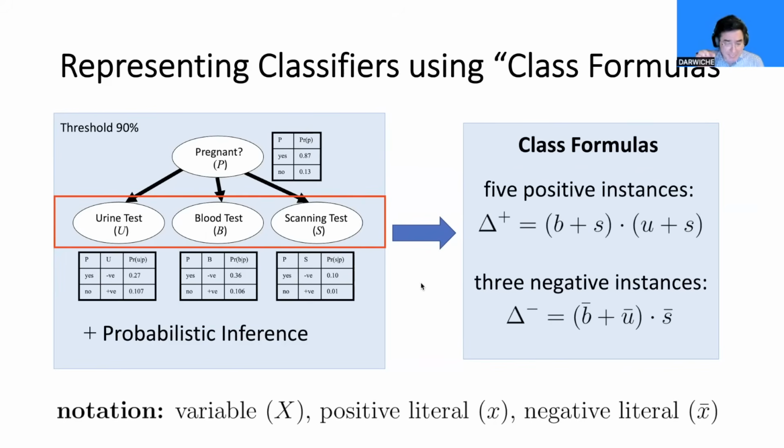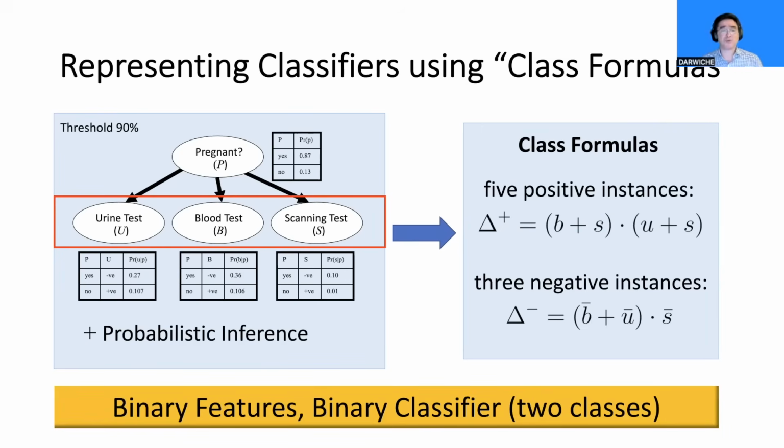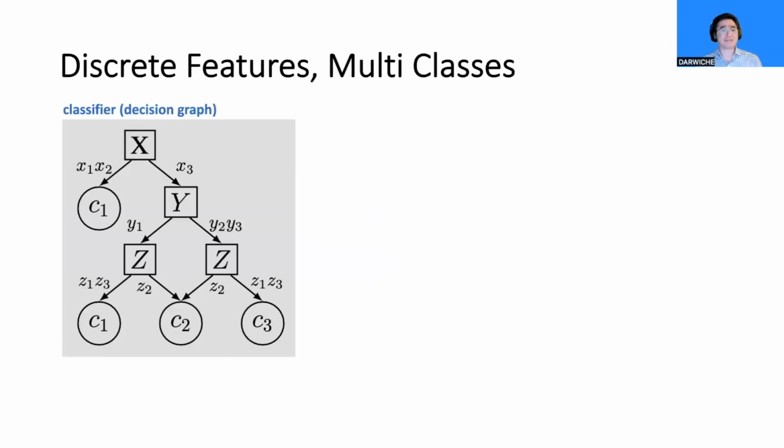Now, in this example, it happened that the features are binary, and also the classifier is binary, so two classes, but we would not make either restriction. So in general, we will allow discrete features and multi-classes, such as is happening in this classifier.